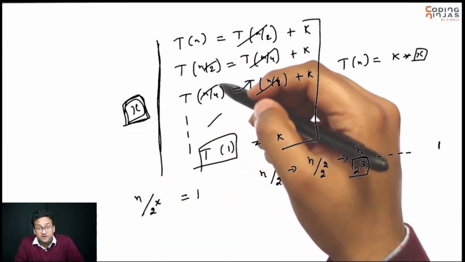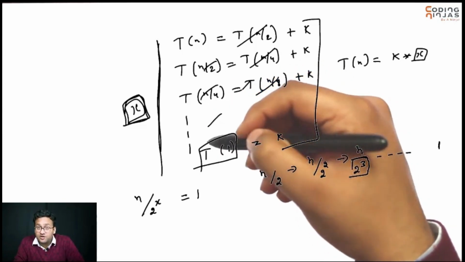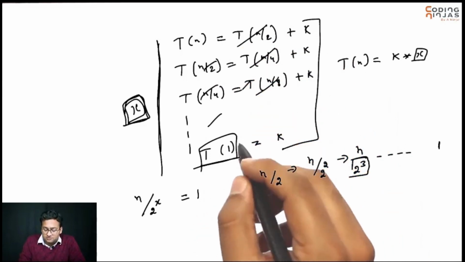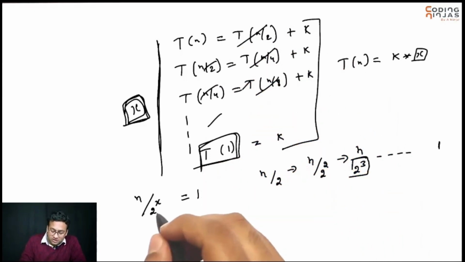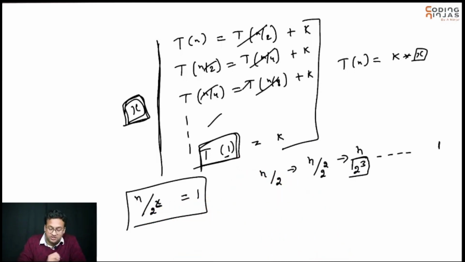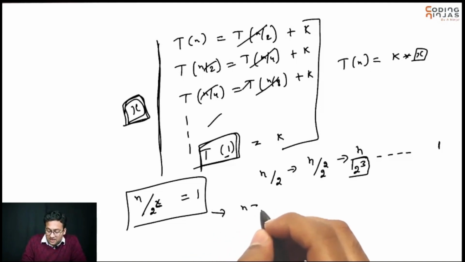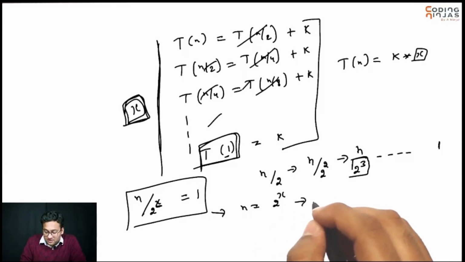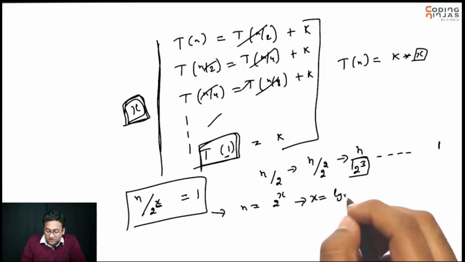First time you divide by 2, then you divide by 2 square, then you divide by 2 cube, then you divide by 2 to the power 4. So eventually it's becoming 1. So if after x equations I am reaching 1, this is the equation that has to be true. Right? This basically means n is equal to 2 to the power x. This basically means x is equal to log of n.